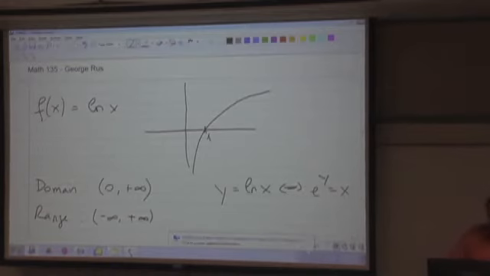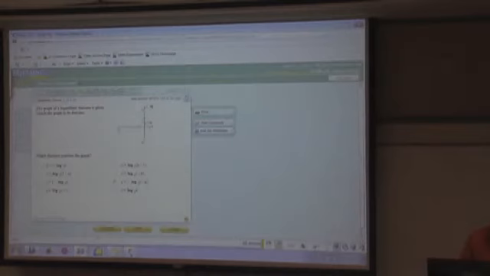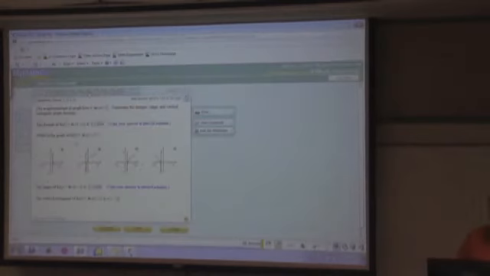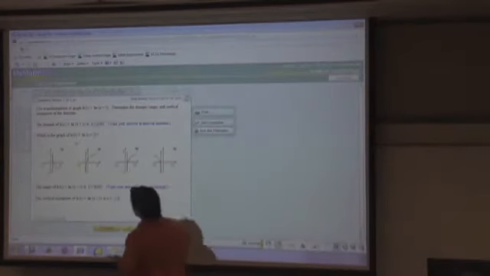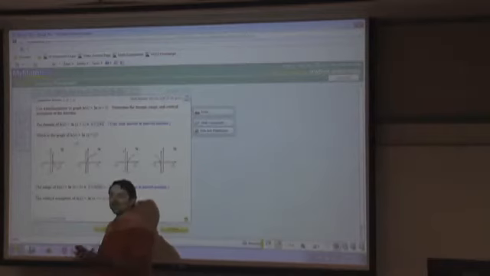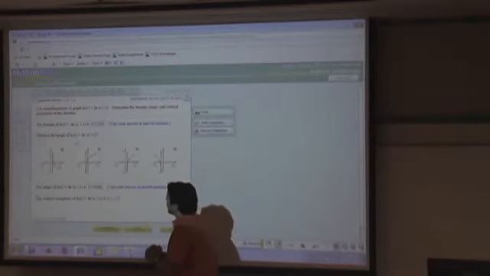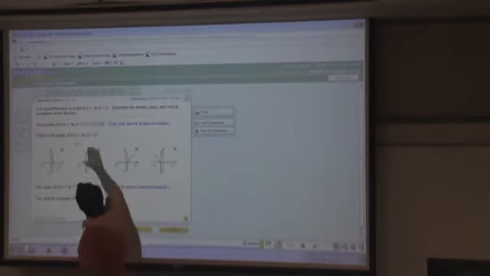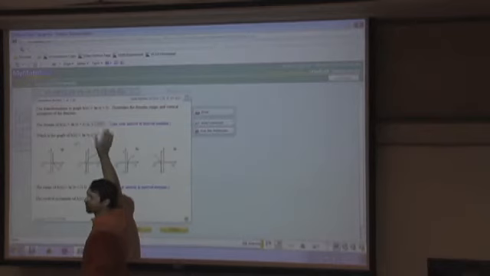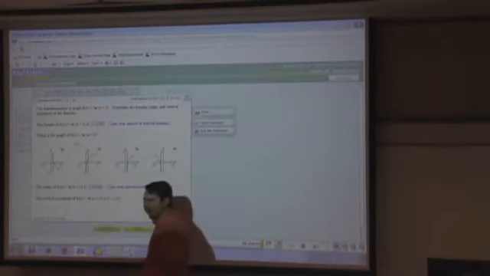Alright, so now with all of these tools at hand, we should have a much easier time dealing with 16. Use transformations to graph ln of x plus 2. Well, we can first look at the domain. Do you understand why the domain is -2 to infinity? Is everybody understanding that?